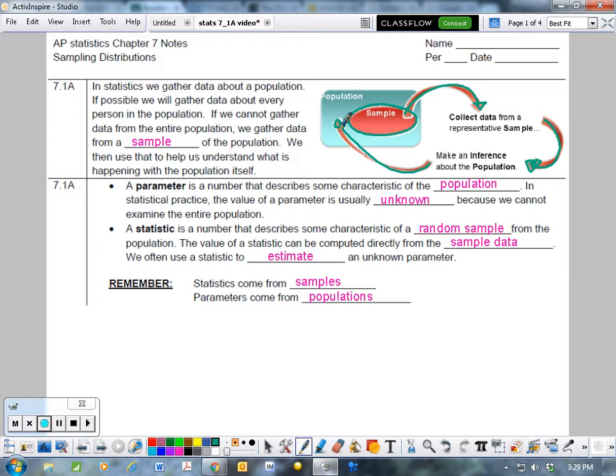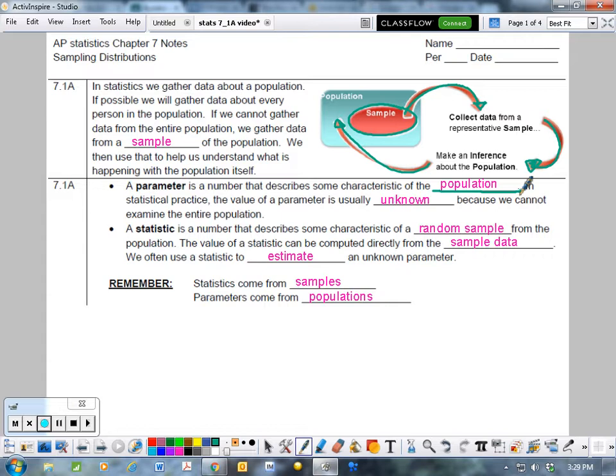Now, when we are dealing with data, we have something called a parameter. A parameter is a number that describes some characteristic of the population. In statistical practice, the value of the parameter is usually unknown because we cannot examine the entire population.